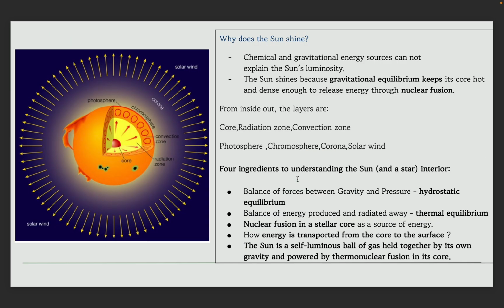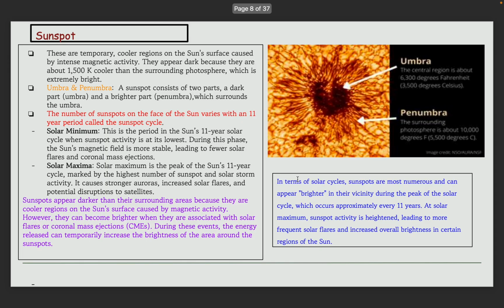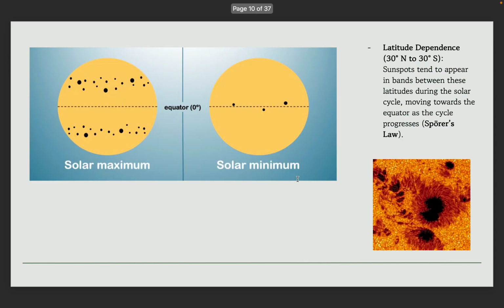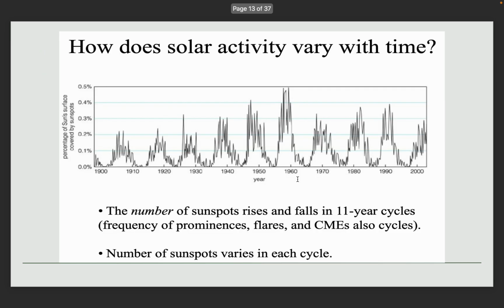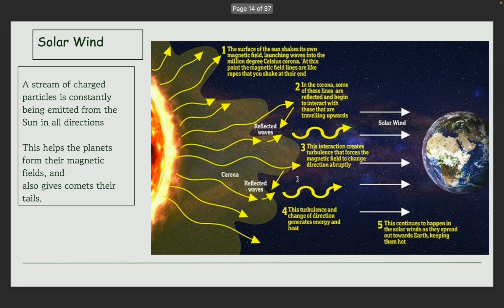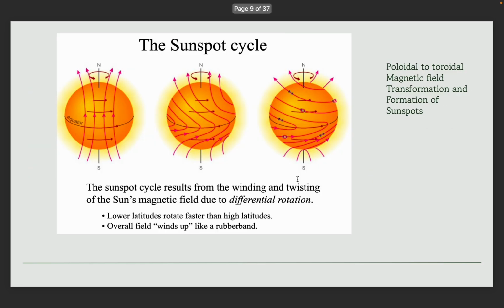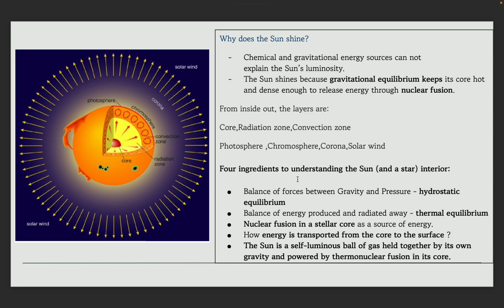Now we will look at the different or interesting features of the sun, such as sunspots, solar cycle, solar activity, solar prominences, and solar wind. These are all at different regions of the sun, or different terms regarding the sun. We should know them before.